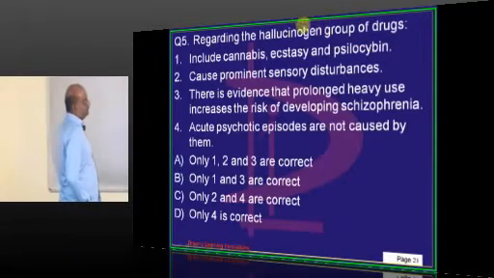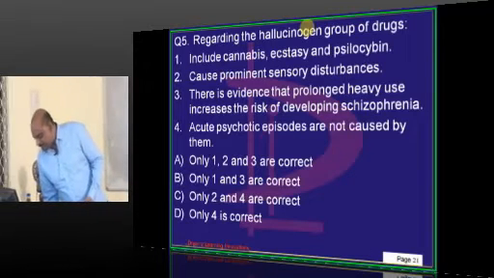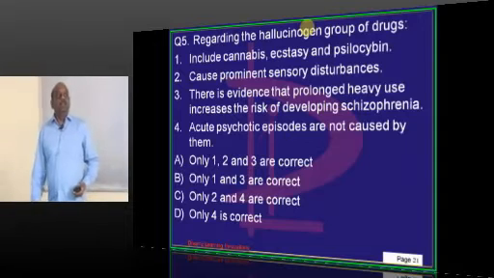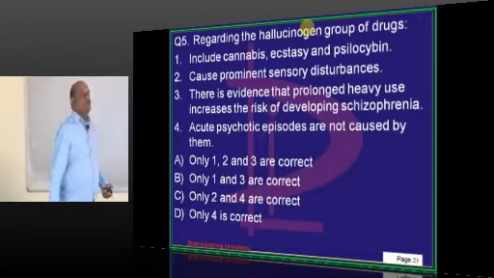Now doctor, hallucinogens as a group of drugs, they include cannabis, ecstasy, psilocybin, etc.